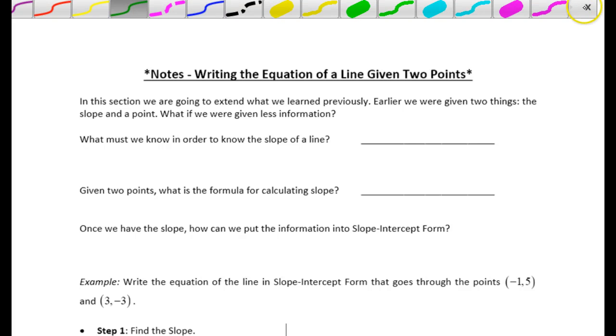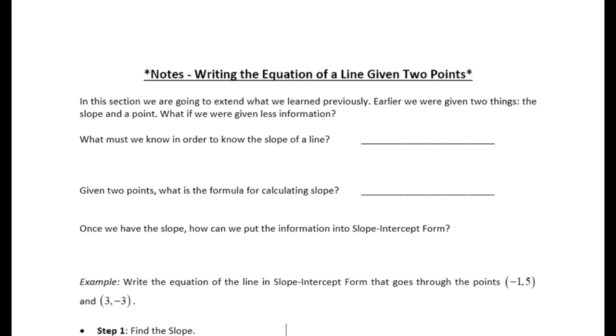Alright guys, so for this one, we're still going to be working on writing equations of lines, but now they're giving us different information. Just to recap this chapter, in the first videos, we wrote equations when they gave you the slope and when they gave you the b, or the y-intercept. That was the easiest, you just plug it in.